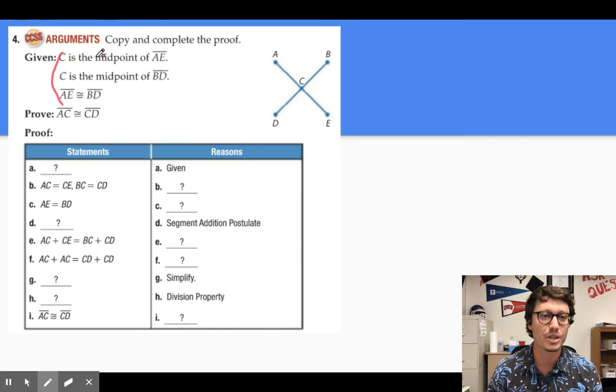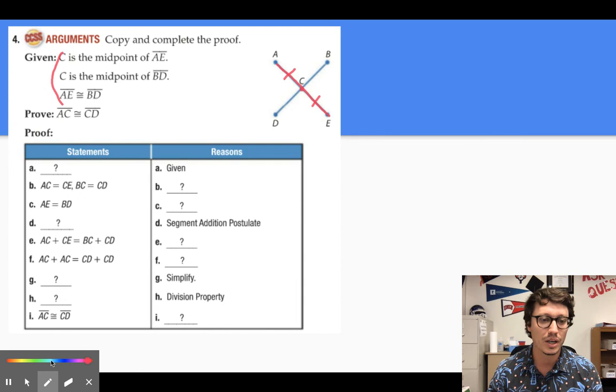Well, how do we know that? Let's look at what they actually told us. C is the midpoint of AE, right? And we remember the definition of midpoint means that it cuts it perfectly into two congruent halves. So that means AC is congruent to CE. Notice that's what it says here.